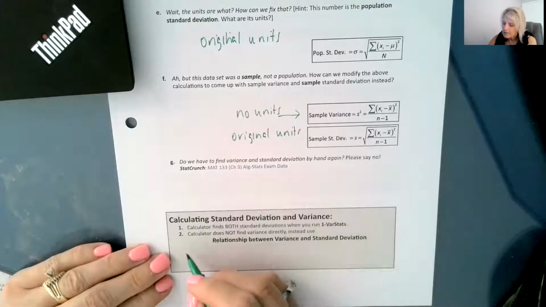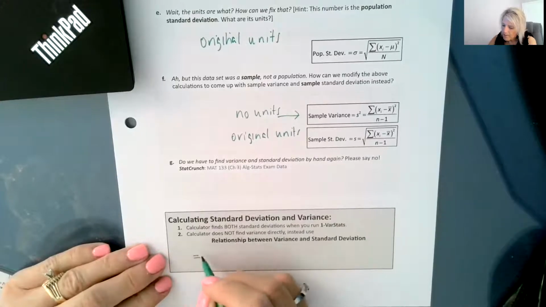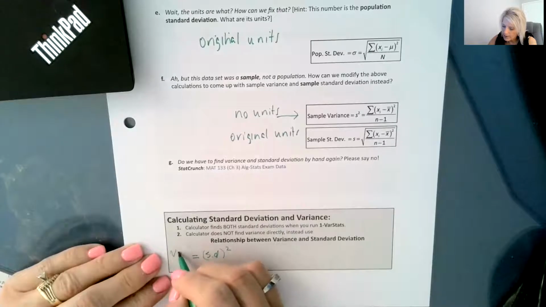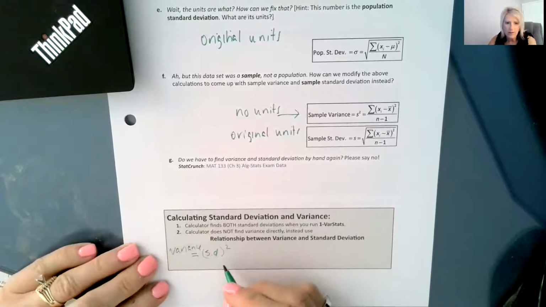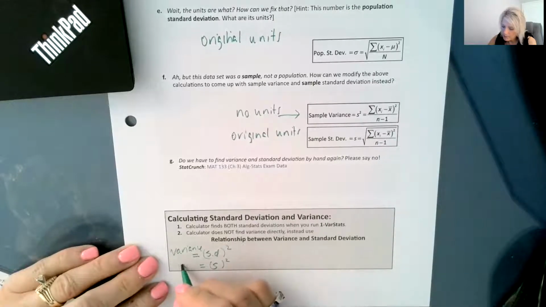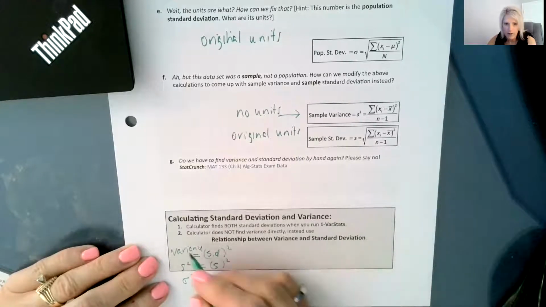Okay. So if we take the standard deviation and square it, we get the variance. It doesn't matter which symbol we start out with. Okay. So S squared, we get S squared. Or sigma squared, we get sigma squared. We get variance. Okay.